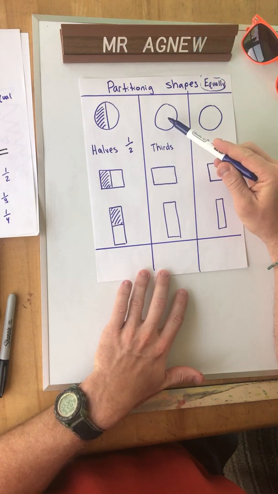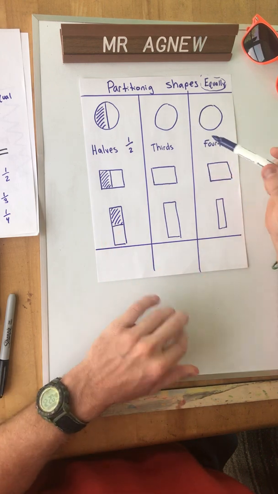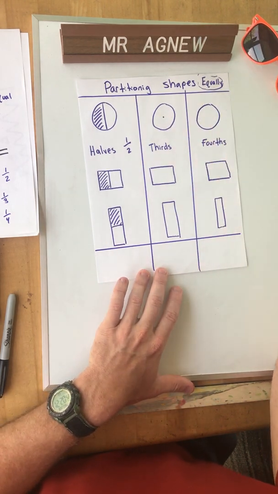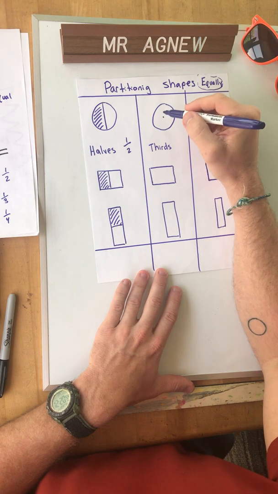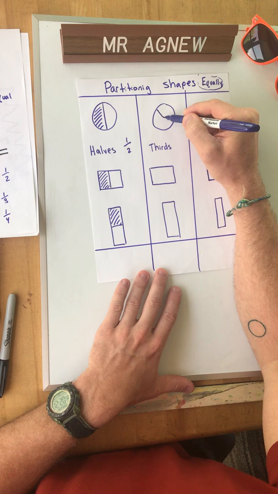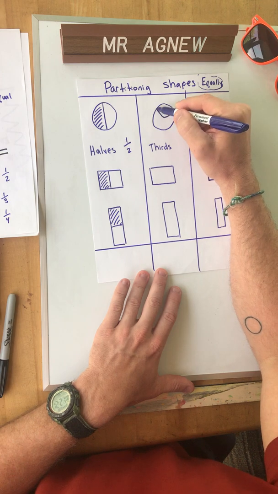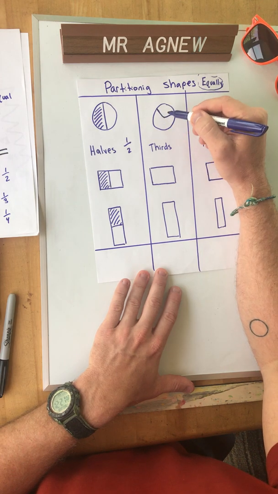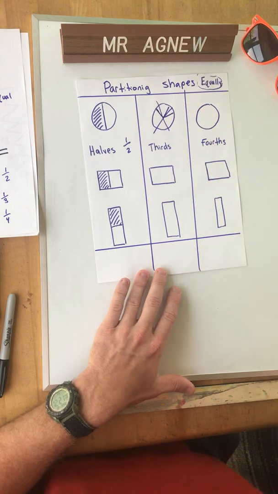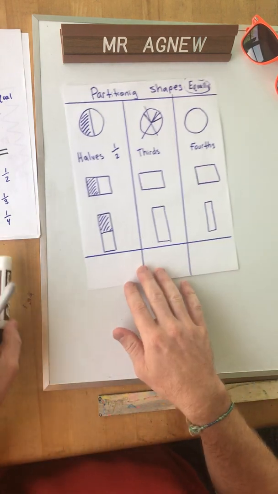Thirds. That means we need to divide this circle into 3 equal parts. And it can be tricky. I always start with my point in the center for my circle. I'm going to put one line here, and one line kind of over here. Now I have 1, 2. That's not going to work. Let's try it over here.